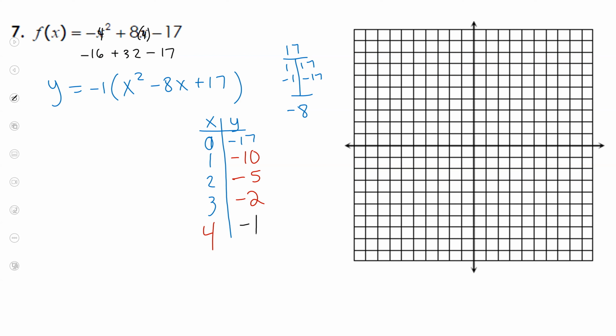Okay, so let's graph these points. 1, -10 is down here somewhere. 1, 2, 3, 4, 5, 6, 7. Right here. 2, -5 is right here. 3, -2 is right there. And 4, -1 is right here. Okay, I see it getting really close. I'm pretty sure it'll go down like this, where that's there and that's there. Okay, so those are your points.